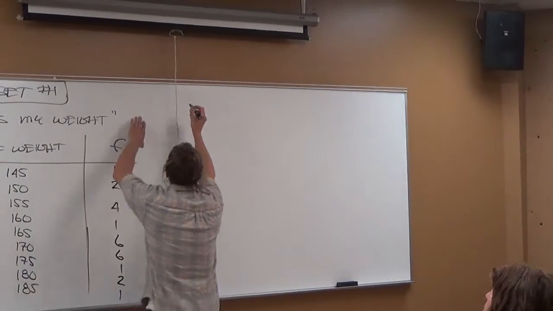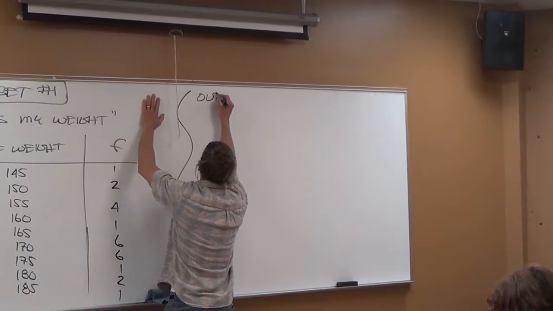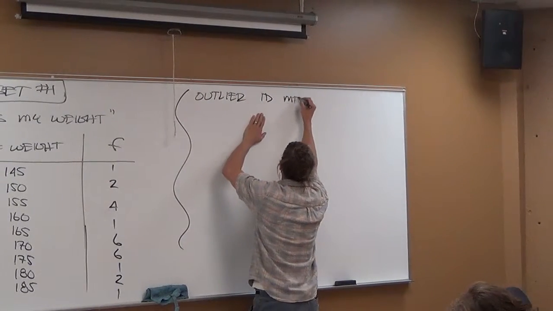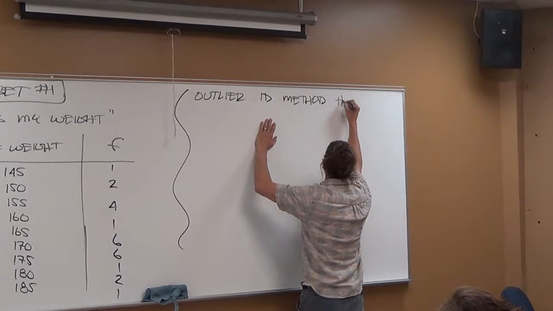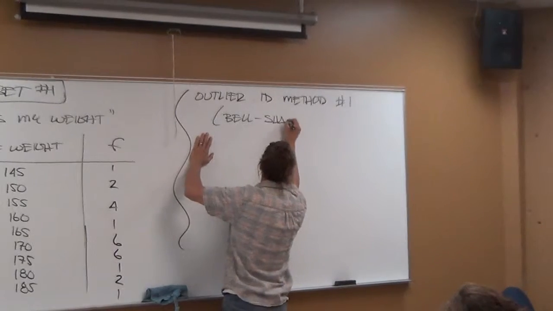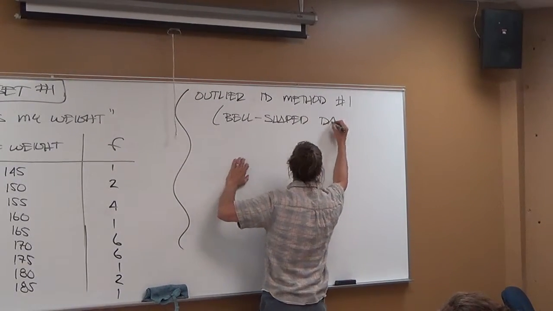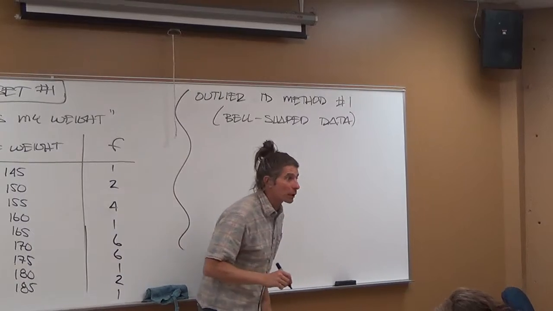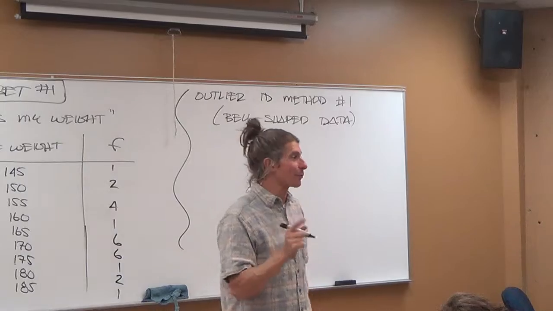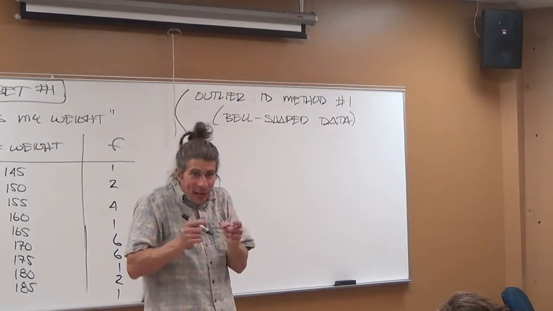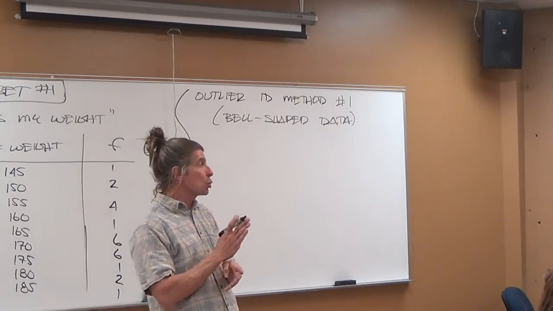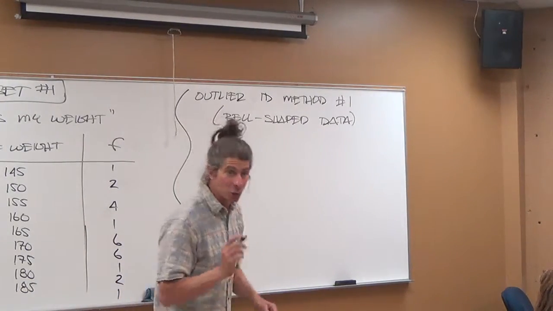So, outlier ID method number 1. And for this, you have to have bell-shaped data. This won't work without it. Why do you think you have to have bell-shaped data? I.e., what do you think we're going to be using? Standard deviation, yes, and the average. You have to have a standard deviation and an average that are worth using. And the only time they're worth using is if you have bell-shaped data, because that means that they're not being skewed with extremely skewed data. Yes, good.